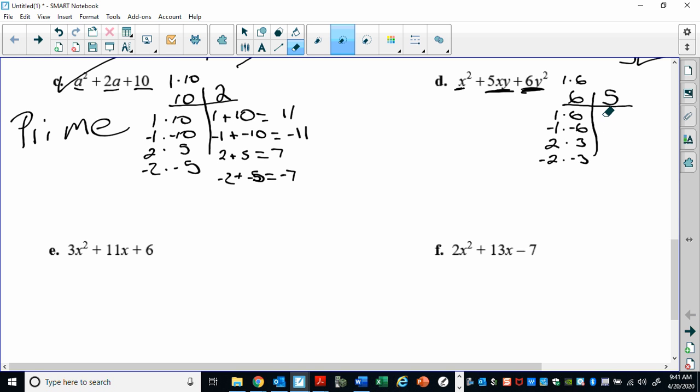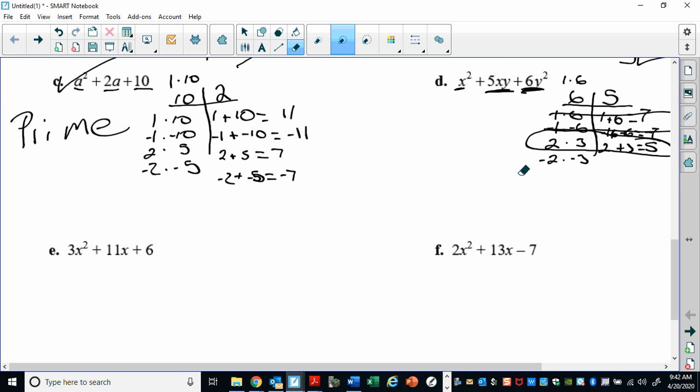And we just go through. 1 plus 6 equals 7. That doesn't work. Negative 1 plus negative 6 equals negative 7. That doesn't work. 2 plus 3 does equal 5. Bang, that's it. So now we're going to break the middle term down, and we're going to do 2xy plus 3xy. All right, so now we're going to rewrite that: x squared plus 2xy plus 3xy plus 6y squared.